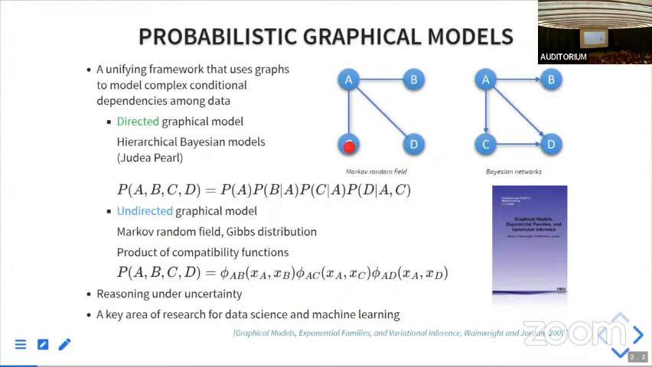And these are the two major graphical models. They are tools for reasoning about uncertainty and for picking out the dependence in data. It's obviously an important area for data science and machine learning. And I give a reference here, which I found very useful, by Wainwright and Jordan from 2007, called Graphical Models, Exponential Families, and Variational Inference.